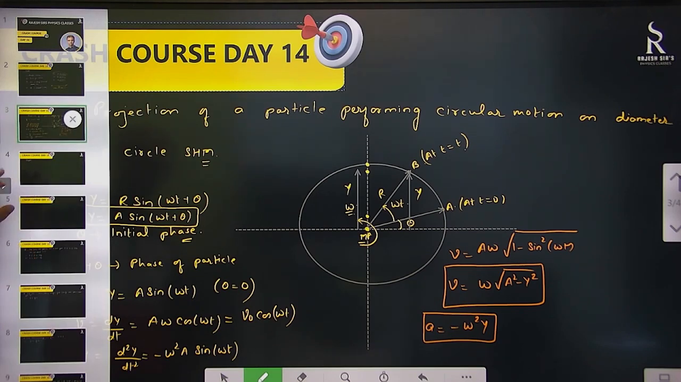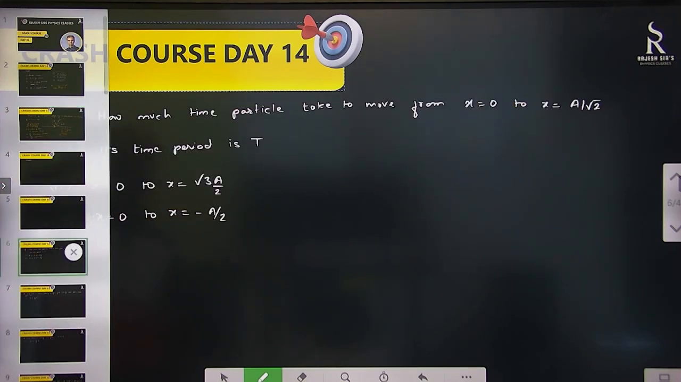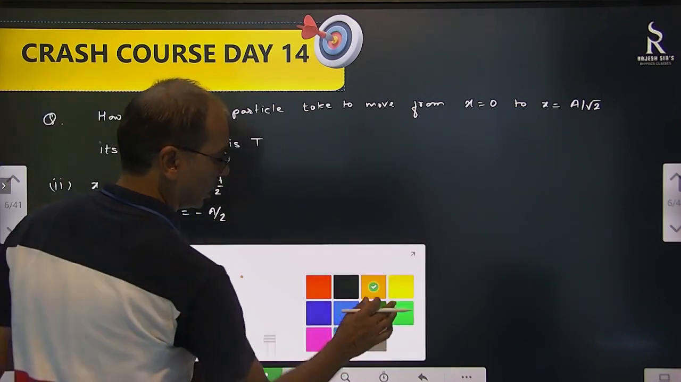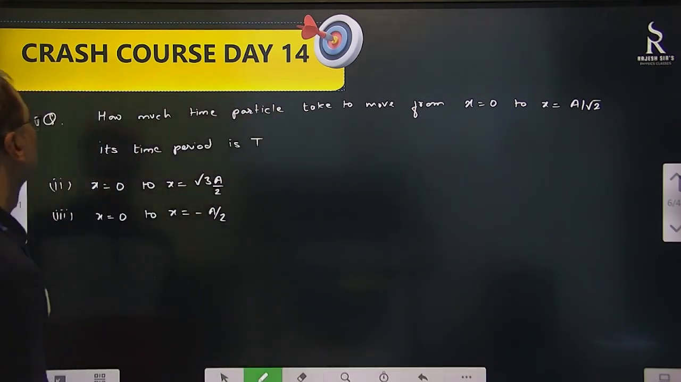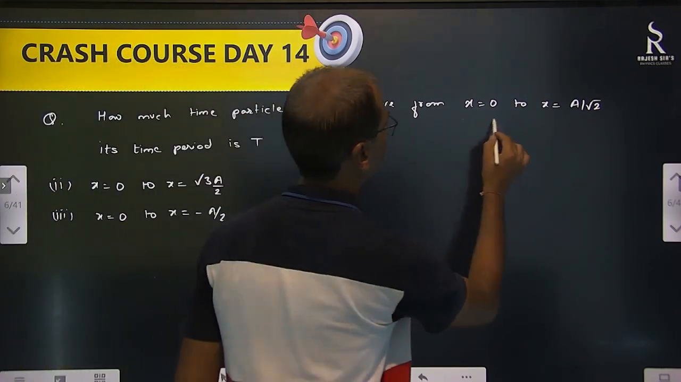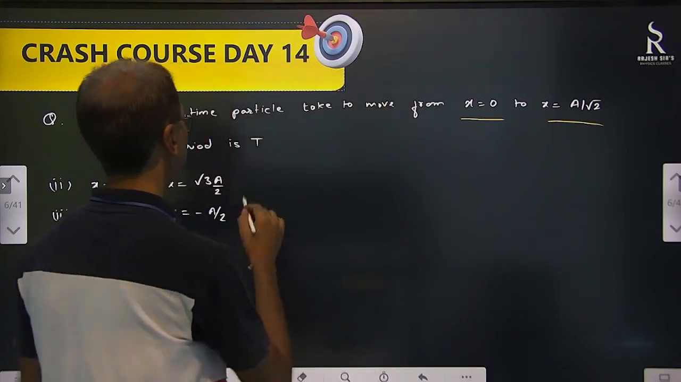Okay, let's do a few problems so that you can understand where we use them. Before going for the graphs, let's do a few problems. See how these problems are. The question asks how much time the particle takes to move from x equal to 0 to x equal to A by root 2. Its time period is T.